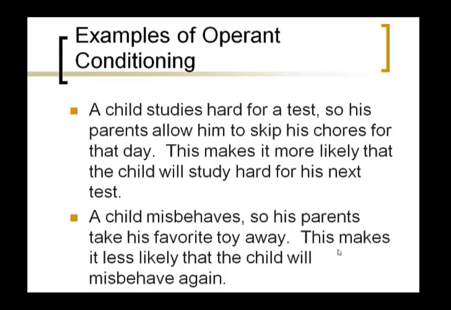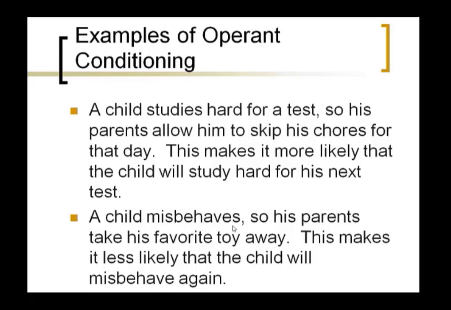A child studies hard for a test, so his parents allow him to skip his chores for that day. This makes it more likely that the child will study hard for his next test. Alright, let's see what happened. First of all, did we reinforce or punish? Well, this is reinforcement because we are making a behavior more likely. Once we know that it's reinforcement, we ask ourselves, is this positive or negative? Did his parents give him something good, or did they take away something bad? They took away his chores. So this is an example of negative reinforcement. We took away the chores for studying hard, so the child will be more likely to study in the future.